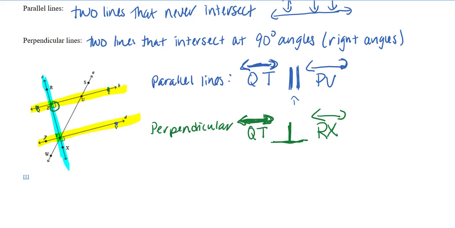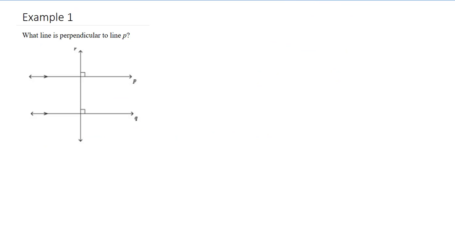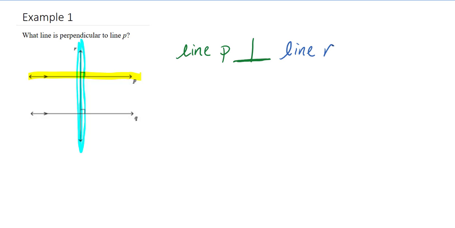Now let's look at some examples. Example 1. What line is perpendicular to line P? So we would go line P, and we're doing perpendicular, so we do this symbol. So line P, right? If this is line P, so what's perpendicular? Well, it has to make a right angle. So this one right here. So it'd be line R. So that would be our solution, right? We could just write line P with this symbol that shows it's perpendicular to line R.